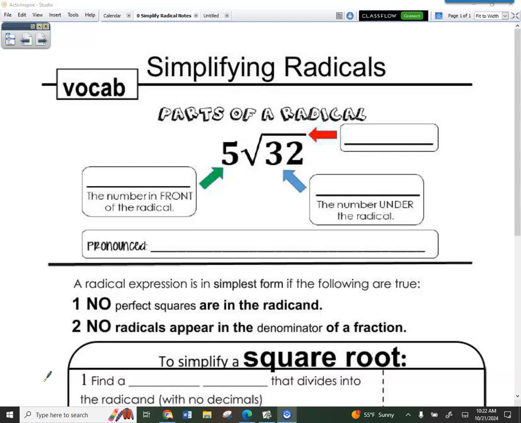What page did we say the Unit 3 cover was? 29. So the Unit 3 cover should have page 29. So this is page 30.